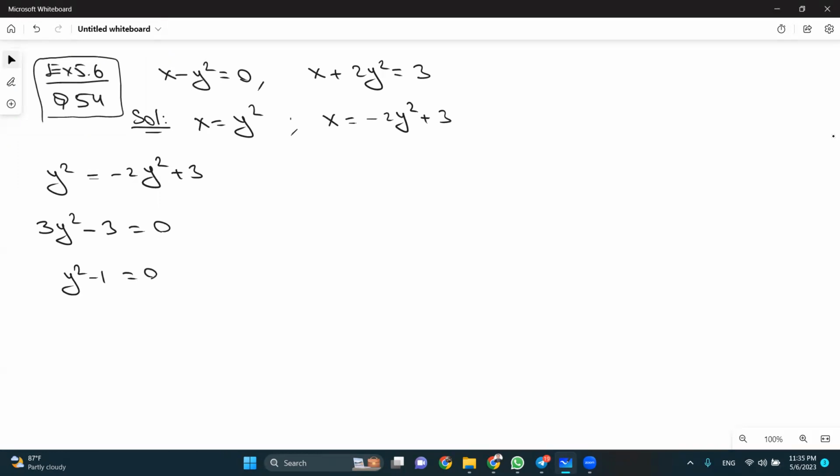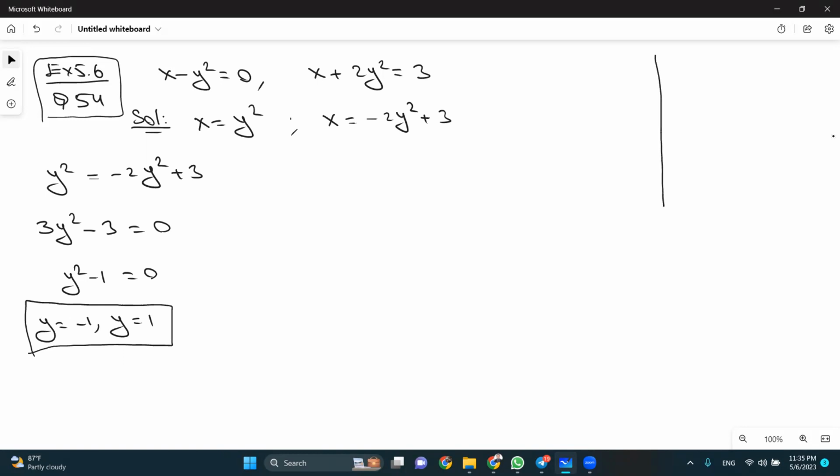Now we can factorize this, right? y minus 1 times y plus 1. So we will get two roots: y is equal to negative 1, or y is equal to 1. So at these points, these graphs intersect each other. Both are quadratic functions in y.